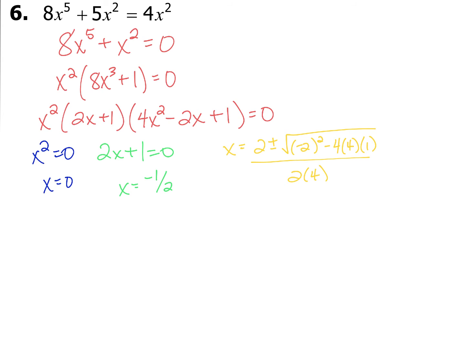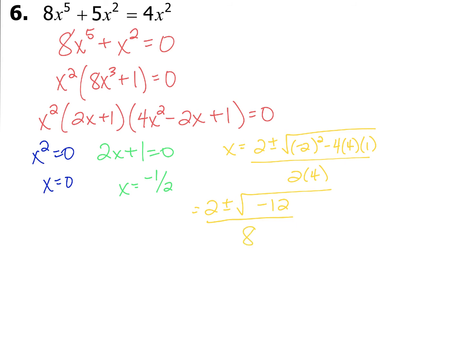So now, moving forward and simplifying, I have 2 plus or minus the square root of -12. That -12 comes from 4 minus 16. Okay, 4 minus 16. -2 squared is +4. -4 times 4 is -16. So 4 minus 16 gives me -12. And that is all over 8.